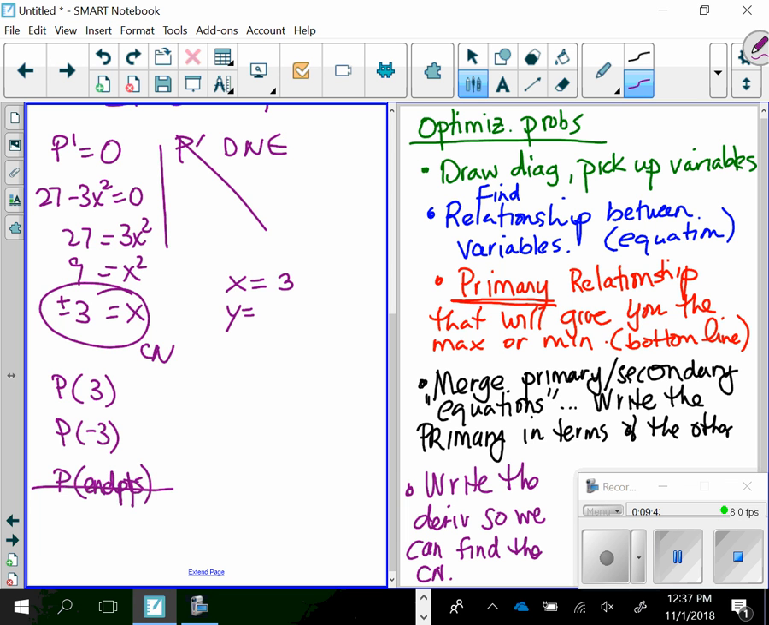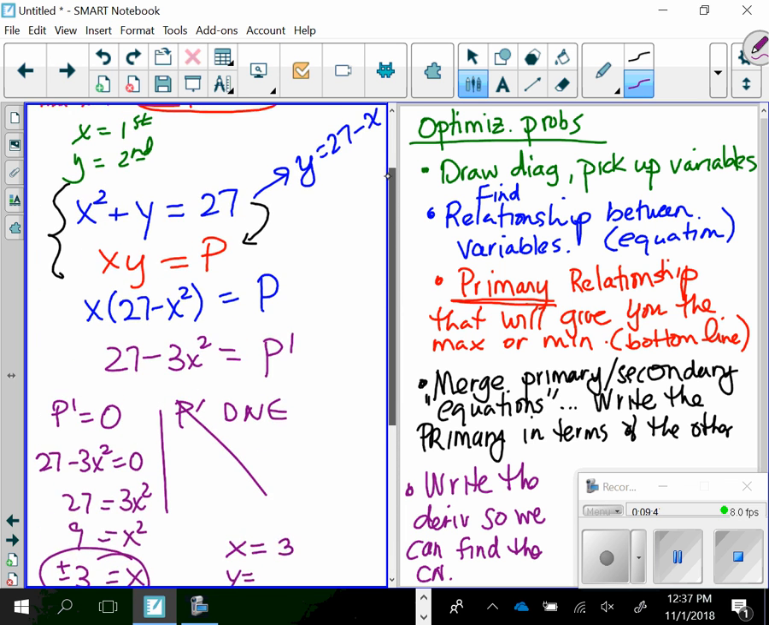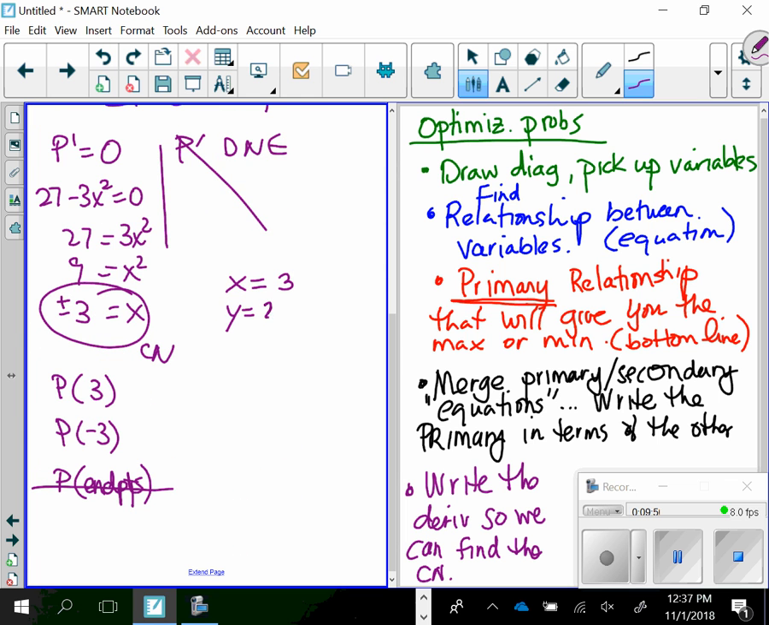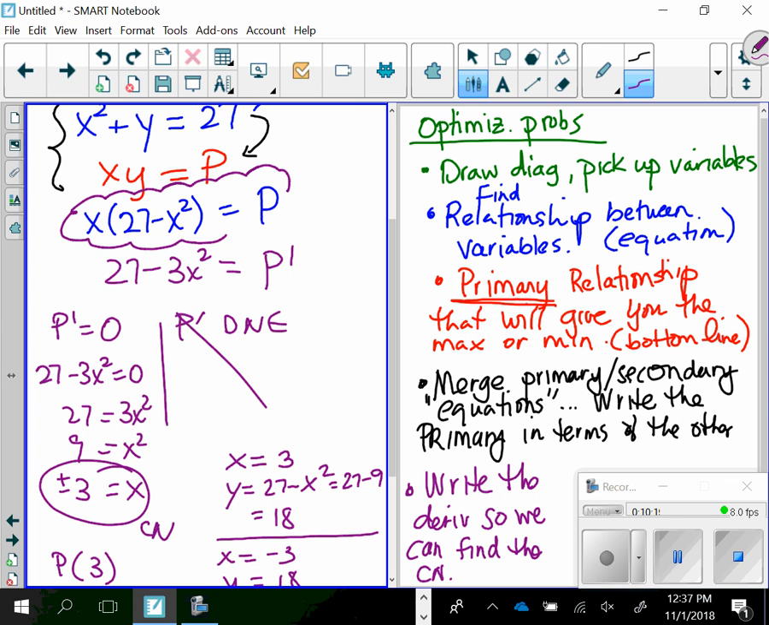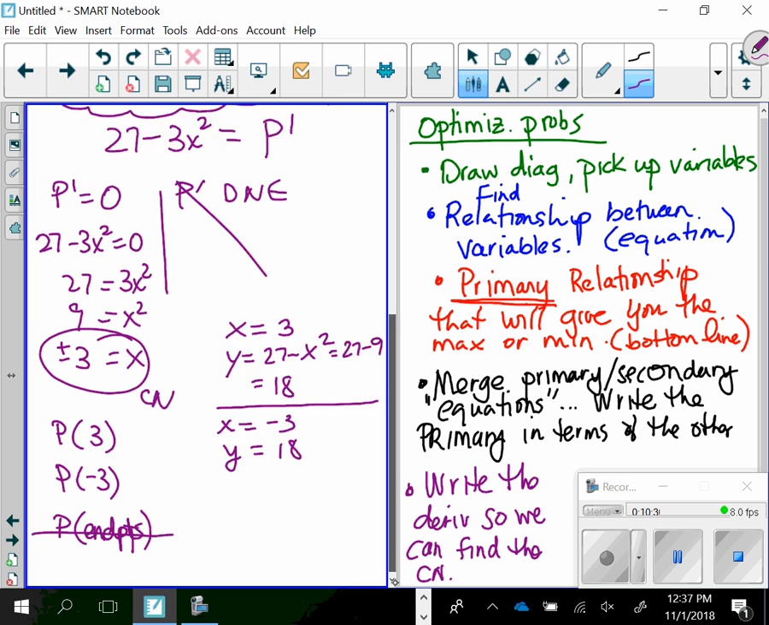Okay, x is 3. What's y? Remember, Lauren said y was 27 minus x squared. So what's 27 minus 9? 18. So if x is negative 3, what's y? Same thing. Now the P of 3, remember, here's P, or you might have already gone to 27x minus x cubed.